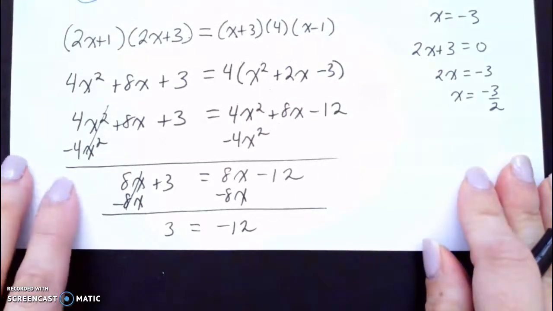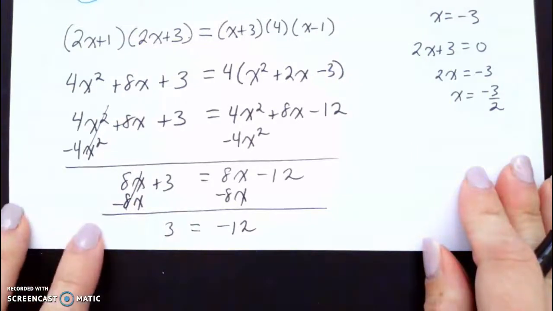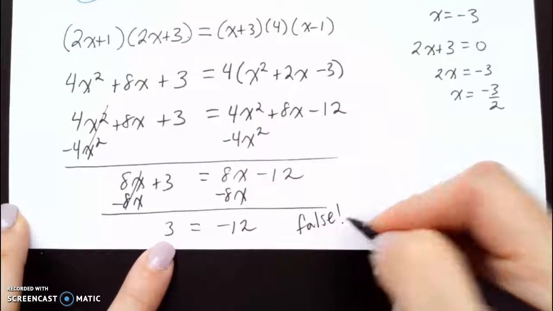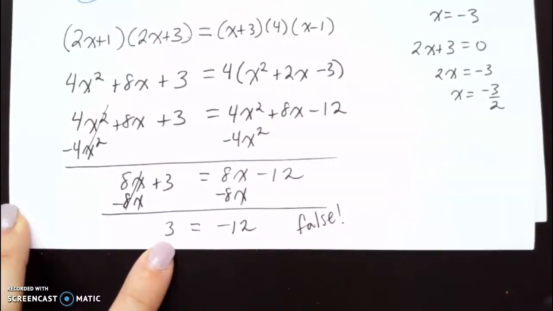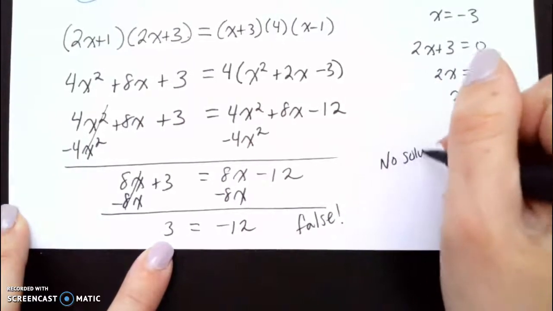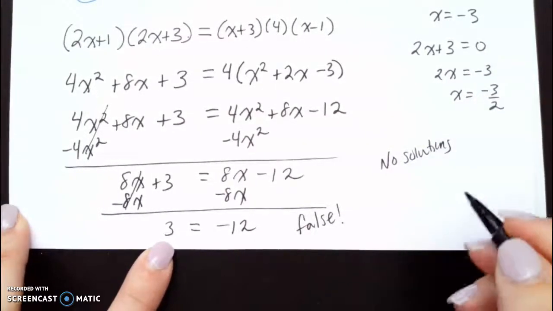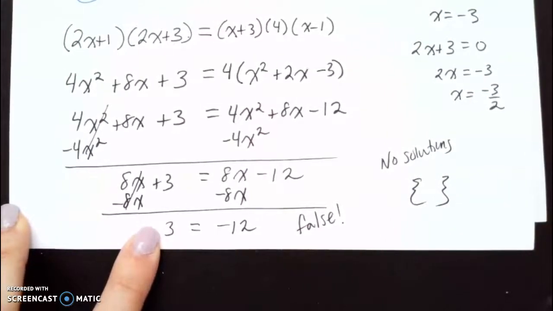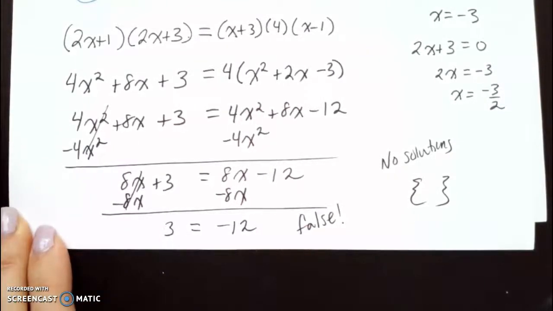All right, so in this case, I have a statement that is false. The variable disappears, but I'm left with a false statement. 3 is not equal to negative 12. So this means that I have no solutions, the empty set. So I can write the empty set in that set builder notation like that. In the next video, you'll see some more examples.